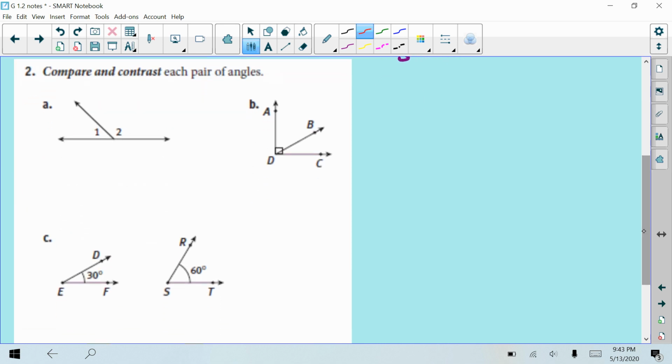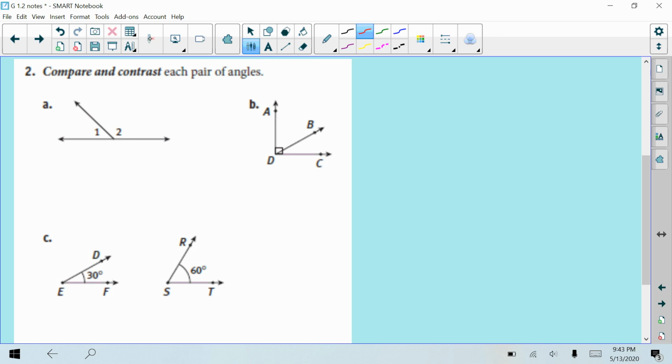Pair of angles. So what they want you to do is compare angle 1 to angle 2. Compare how they are alike, contrast maybe how they're different. I'm not going to require a full sentence here, but maybe brainstorm some ideas now and pause the video.